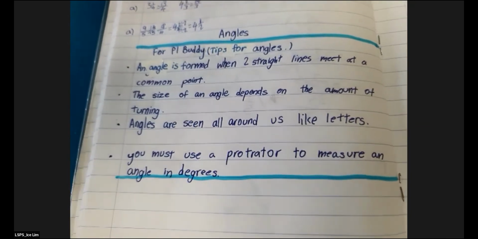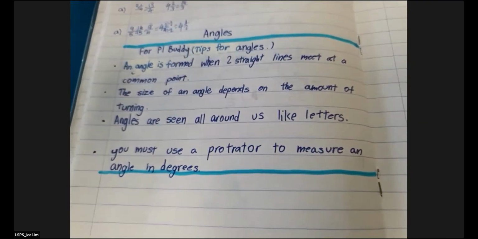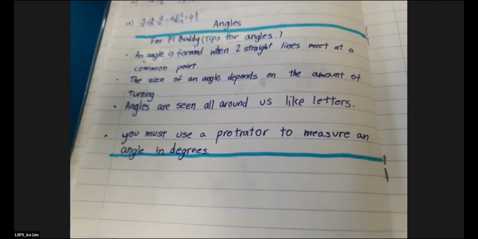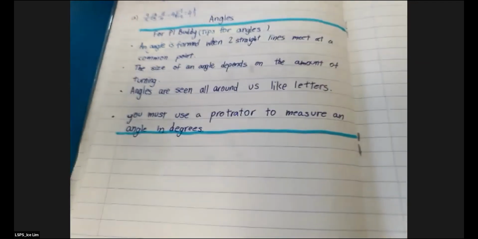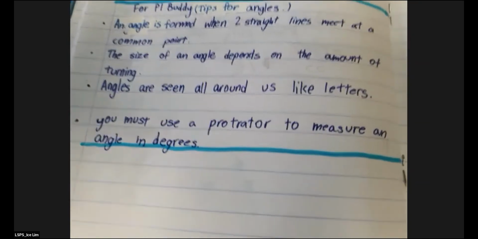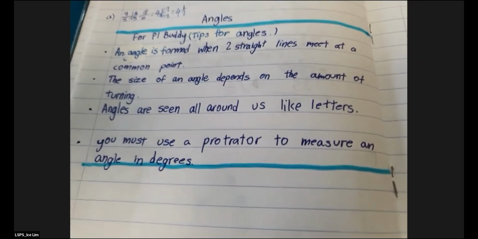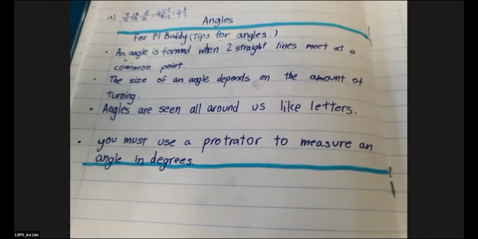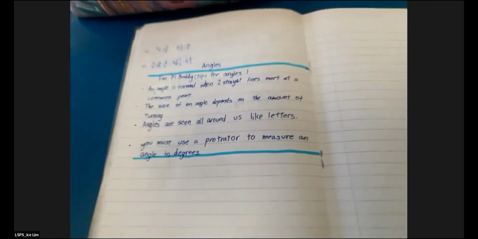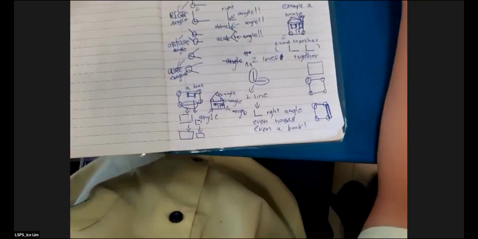The size of an angle depends on the amount of turning. Do you think the P1 can understand turning? I think probably, right? My P1s like to spin and turn around, like ballet, right? So the ideas of turning. And then she says, not just in shapes, you can find angles all around us like letters also. And you must use a protractor to measure angle in degrees. Very good. And very good, Adriel.